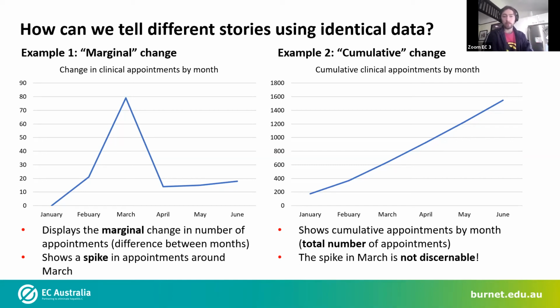And so the story this is telling to me is that March has a big spike in people booking appointments. If we go to the figure on the right, which is showing cumulative change, that spike gets absorbed into the line, and it doesn't tell the story of there being a spike at all. In fact, it's not discernible at all. I had to double check that I got my graph right, but it's really hard to see. So this is just 2 different ways of using the same data and telling 2 totally different stories.